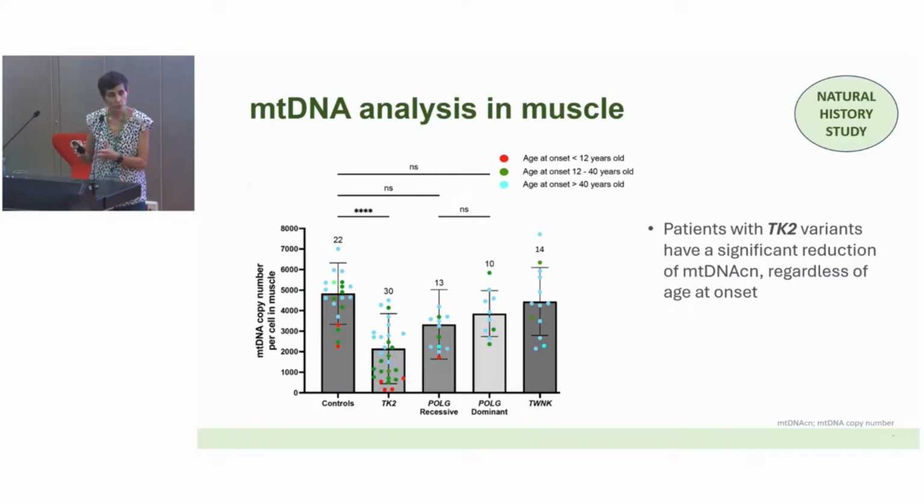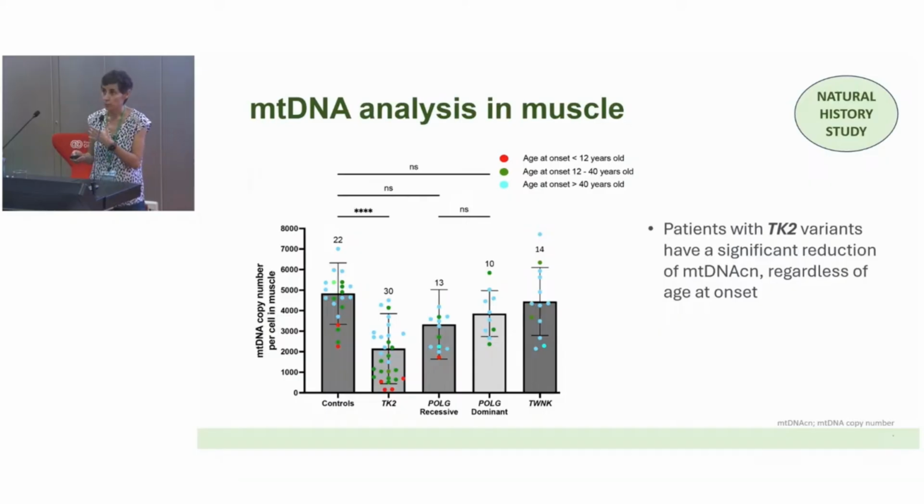Well, the first thing we saw is that if we compare different maintenance problems, those with a TK2 deficiency are the ones that have lower levels of mitochondrial DNA in the muscle, despite the age of the patient. So patients with a late onset disease do have significantly low levels of mtDNA in the muscle. This is quite important because we see that the impairment of the nucleotide pool has a huge impact on the synthesis of the mitochondrial DNA, more than the alteration of the polymerase gamma.